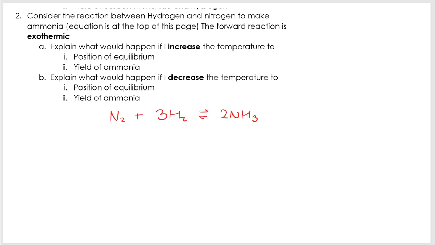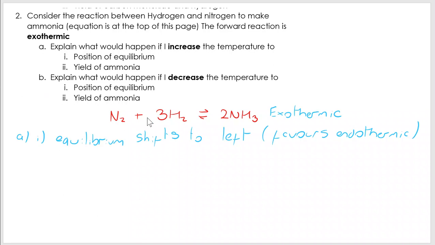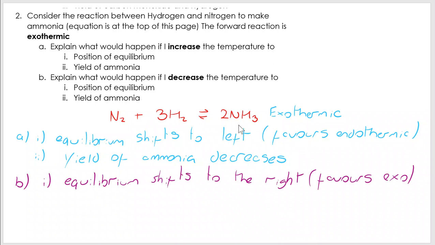So the equation here, if you need it, and the forward reaction is exothermic, so if I increase the temperature, the equilibrium will shift to the left, favouring the endothermic reaction, and that will decrease the yield of ammonia. But if I decrease the temperature, the system will want to increase the temperature, so it will favour the exothermic reaction, shifting equilibrium to the right, and that will give us a larger yield of ammonia.